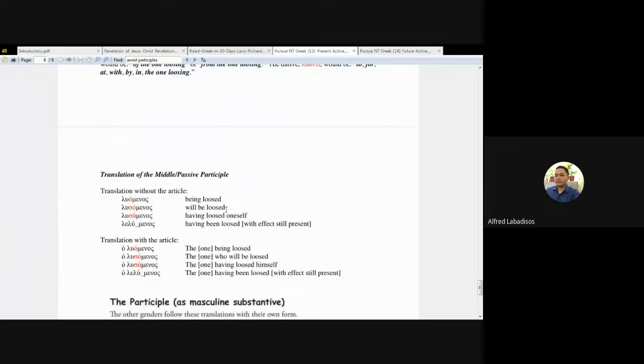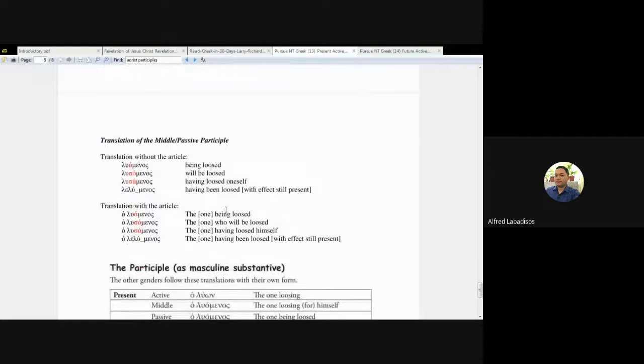Now, for the middle or passive, what is the translation? Without the article, again, it's adverbial. Without the article, we have the translations: being loosed. For the future, will be loosed; having loosed oneself; having been loosed.